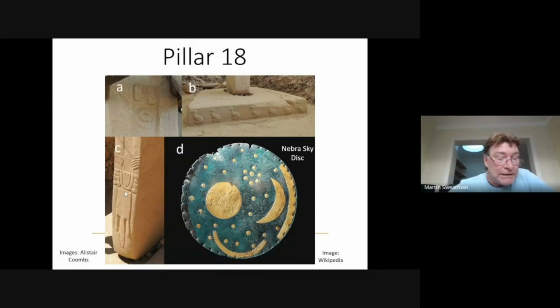So pillar 18 has some similarities to the Nebra sky disk, which is accepted to show astronomical symbols. So perhaps the front of pillar 18 also shows astronomical symbols. We should at least be alert to the possibility for more astronomical symbolism at Gobekli Tepe.